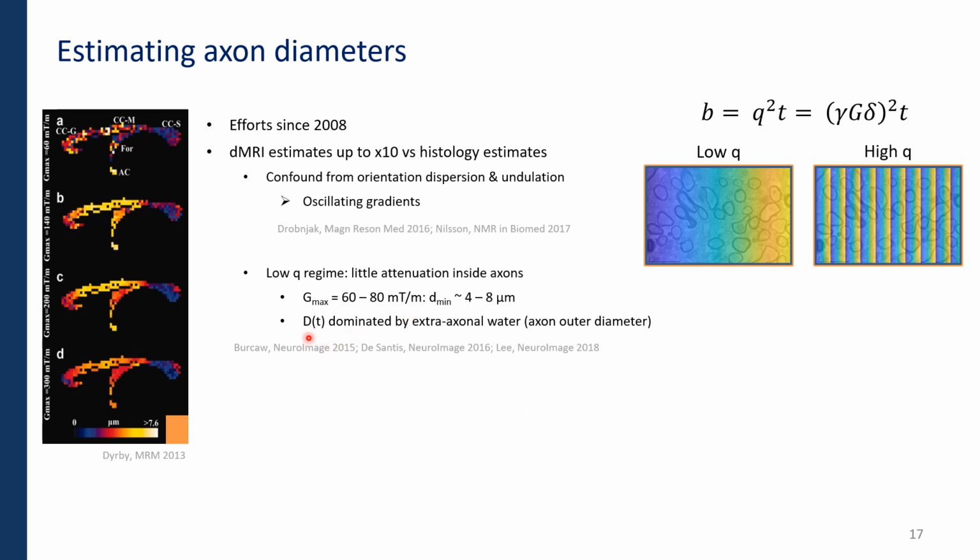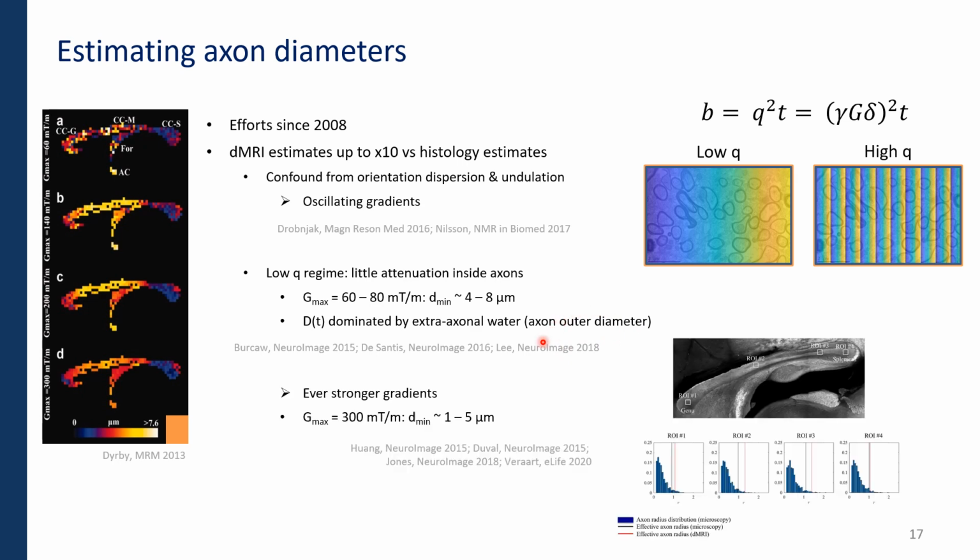And in this particular case, the diffusion time dependence is actually dominated by extra-axonal water rather than intra-axonal water, so any estimate that we get would rather be of the axon outer diameter. Now, with better gradients, we can start actually probing intra-axonal diameter, or the axon inner diameter as well. But for this, we need at least gradients on the order of the connectome, so 300 millitesla per meter, or larger in the case of animal scanners. And we can start probing characteristic sizes on the order of 1 to 5 microns. So this is very encouraging, and there has been really a lot of progress in this field.